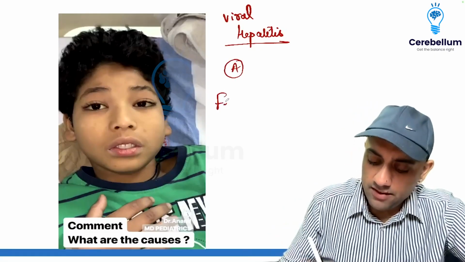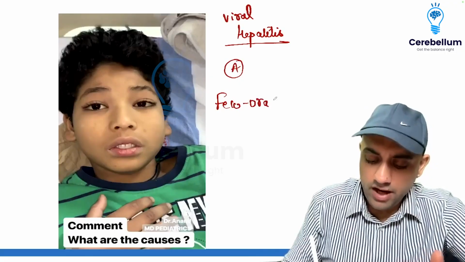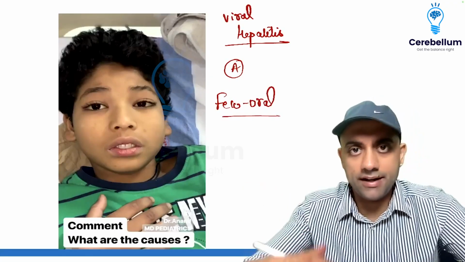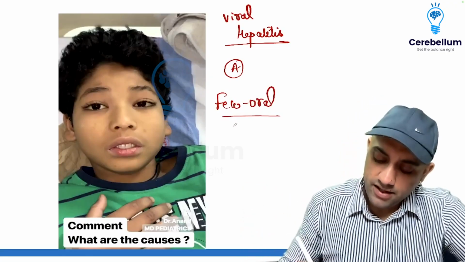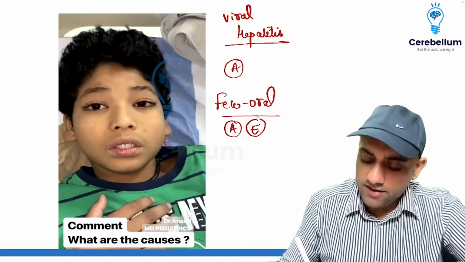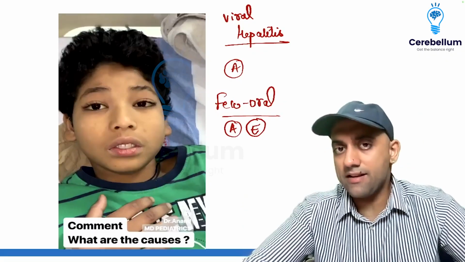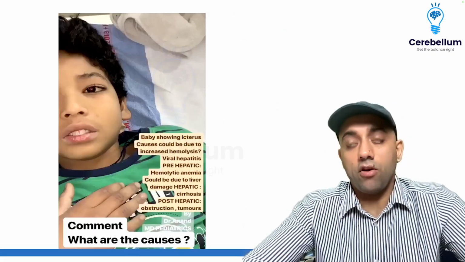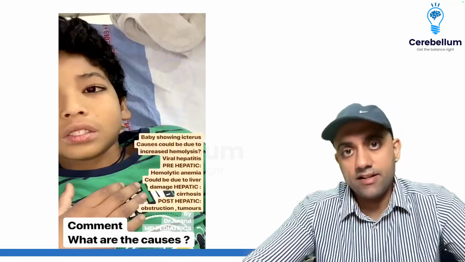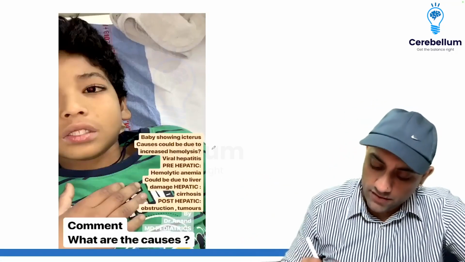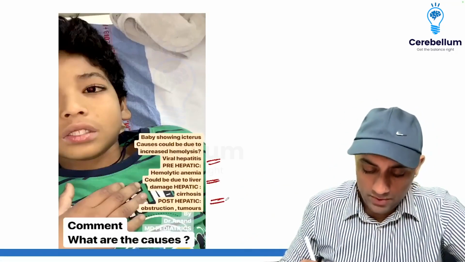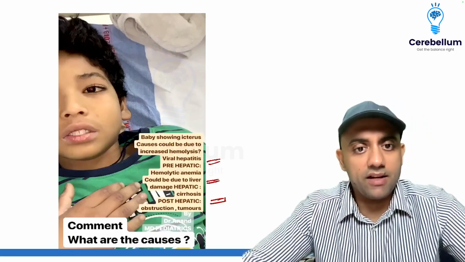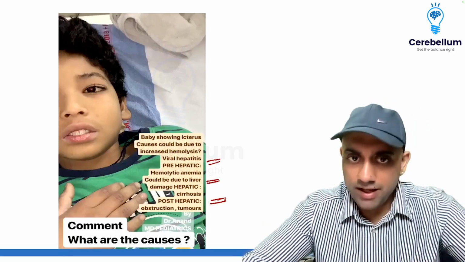Which one is because of the fecal-oral route? If you're having contaminated water and all that, which hepatitis will come? A and E spread by the fecal-oral route, and hepatitis A is the most common type of hepatitis. Very importantly, there are a lot of causes for hepatitis. Even Wilson disease can cause hepatitis. So you can think of pre-hepatic, hepatic, and post-hepatic. Definitely for pre-hepatic, we can think of any hemolysis, hemolytic anemias.